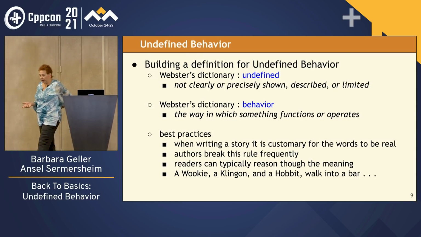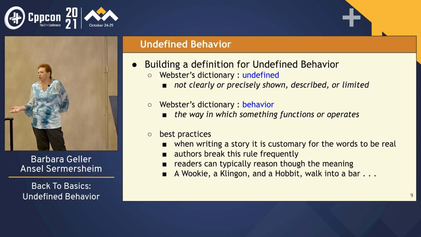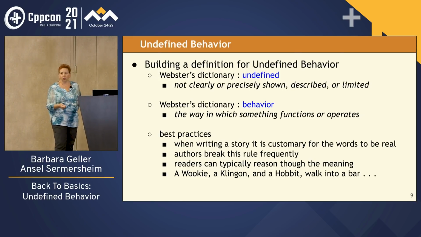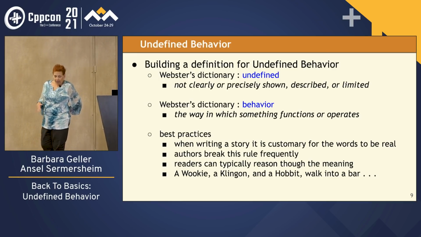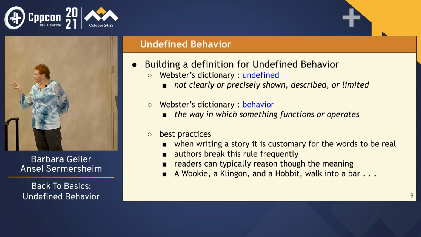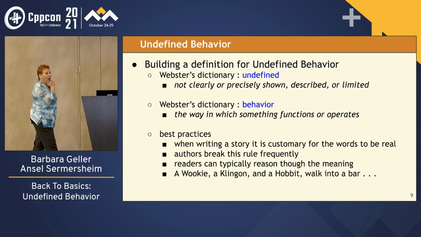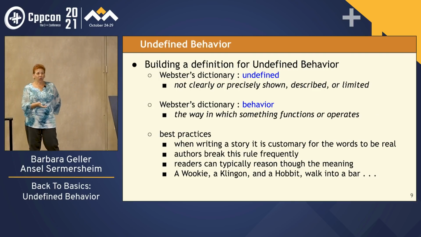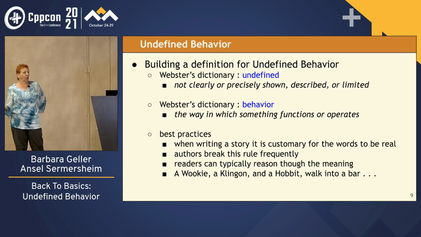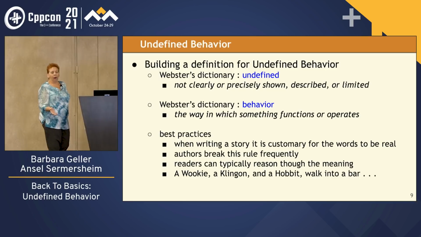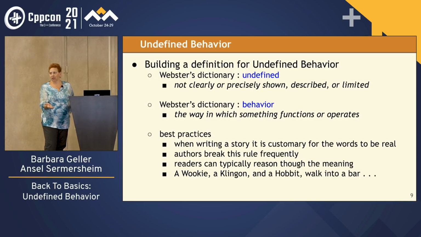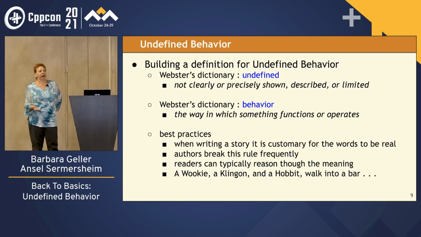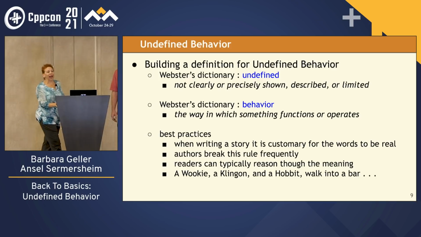So when you're writing a story, and maybe fiction, it would be okay to use nonsensical words. That's not software. And we do know that authors break these rules all the time. And you can infer what it might mean. And I like this sentence: a Wookiee, a Klingon, and a Hobbit walk into a bar. I'd like to know the rest of the story. I have no idea what they're going to order. I have no idea what they're eating or drinking. But now I'm intrigued. But that's fiction. That isn't C++, and it isn't source code. This sentence and this story is mythical. That's not what we write.